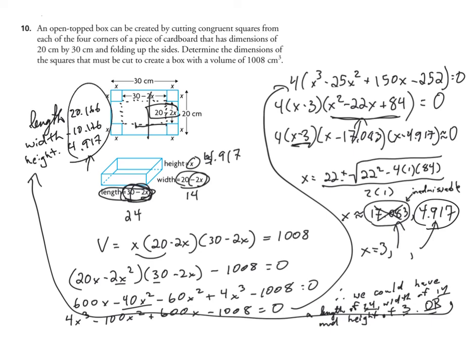So we actually have two answers. We kind of have three answers, but one is inadmissible. Like you can't have, this would end up with a negative length and a negative width. Anyway, so two answers for that question.